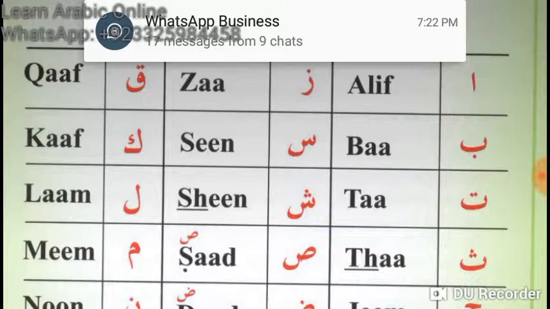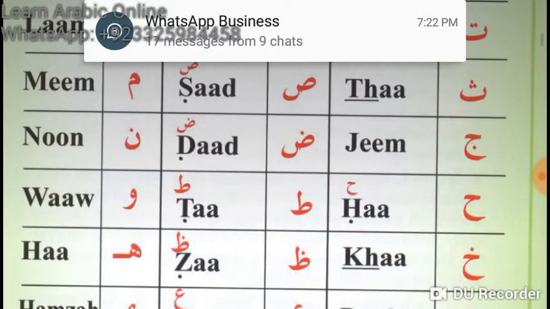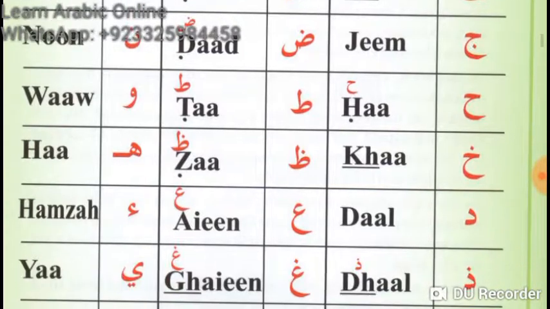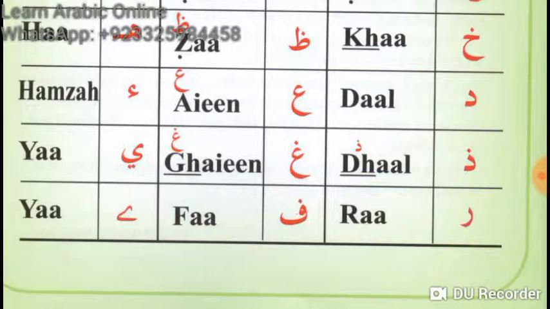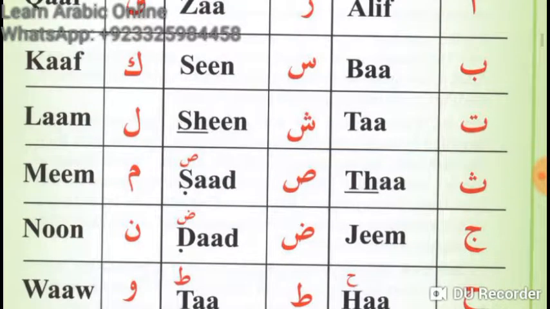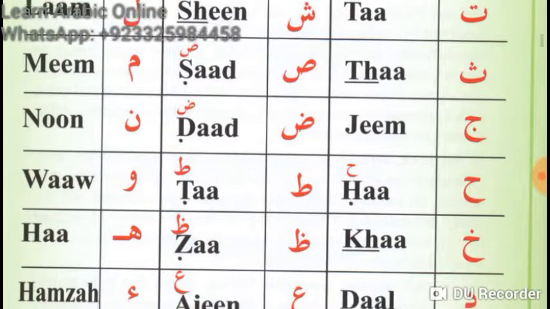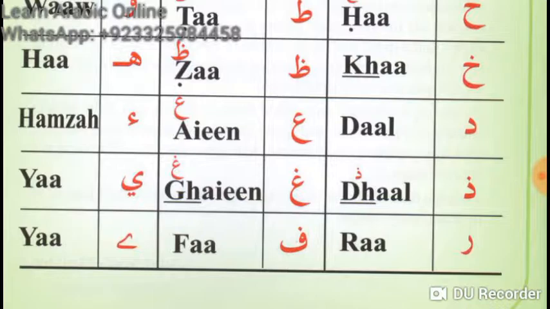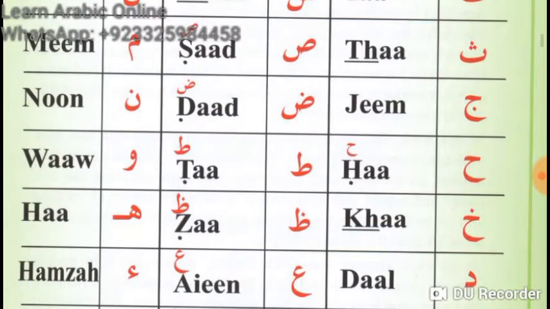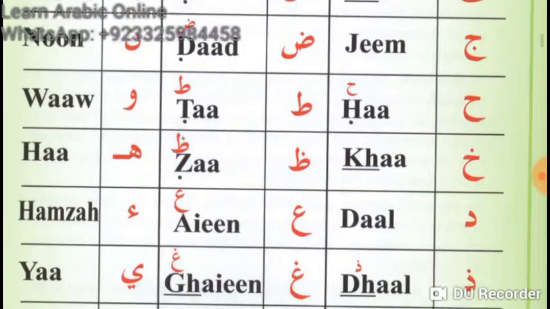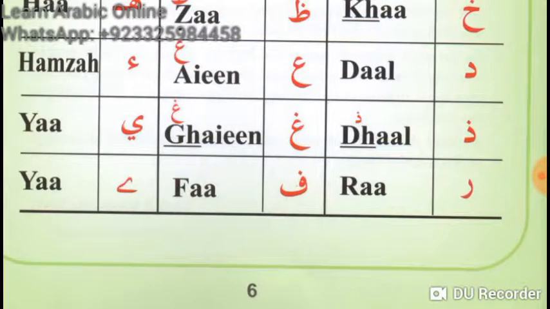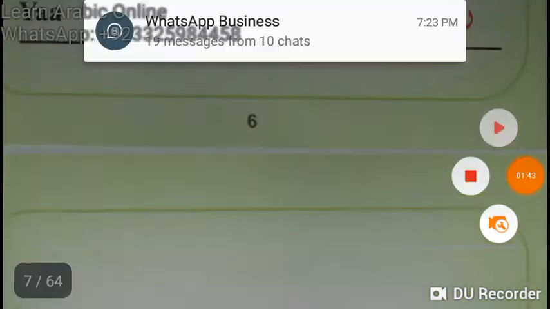Alif, Ba, Ta, Ra, Jim, Jim, Ha, dal, zal, ra, za, sin, shin, sod, dod, ta, za, ain, ghain, fa, ha, kaf, lam, mim, noon, waw, ha, Hamza, ya. Okay, good. Now proceed to the next page.